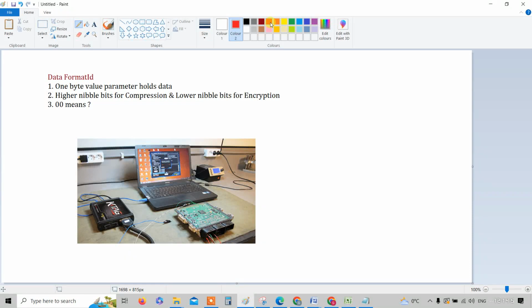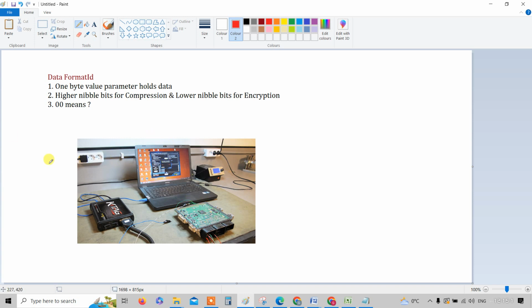What is data format identifier in unified diagnostic service? All right, so that's what you're going to learn now. The data format identifier is a very common terminology used when you are doing flashing.